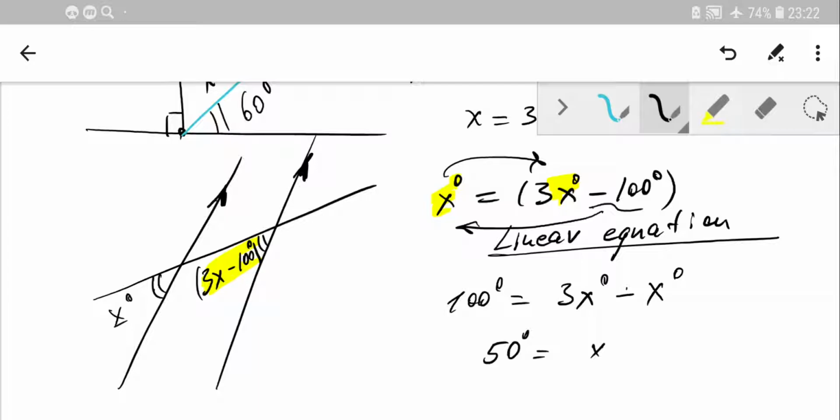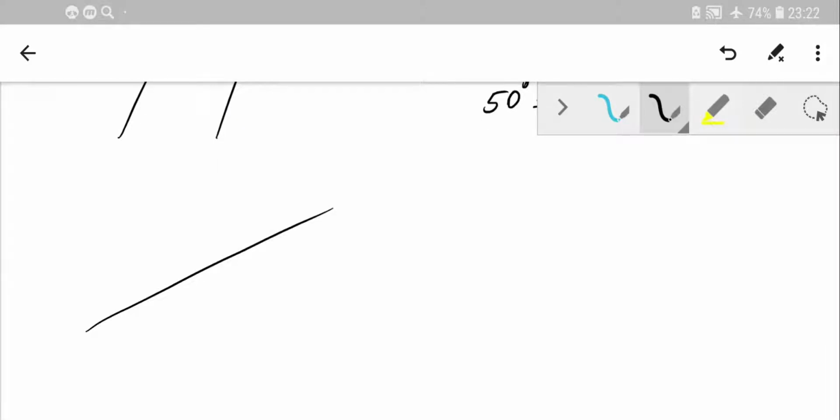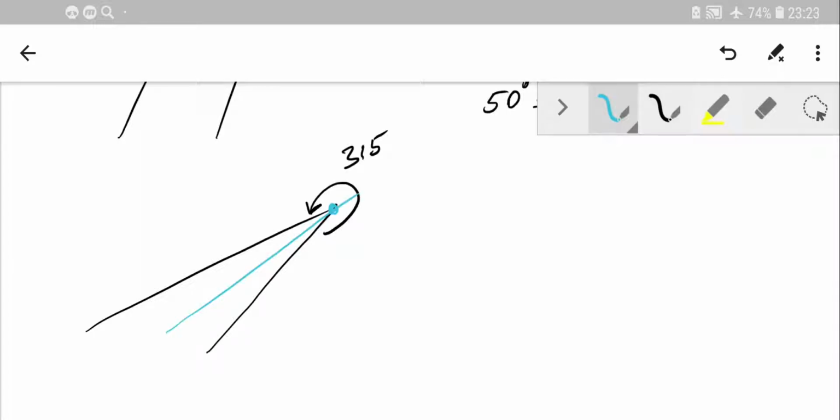Okay, so next one, let's consider a bit more complicated problems. All right, for example, let's take this one. Say we have an angle that is here. So we have 315 and we have a bisector of this angle, for example, like this. So this is the bisector. What does bisector mean? It means it splits the angle into two equal halves, right? So figure out this one, okay?